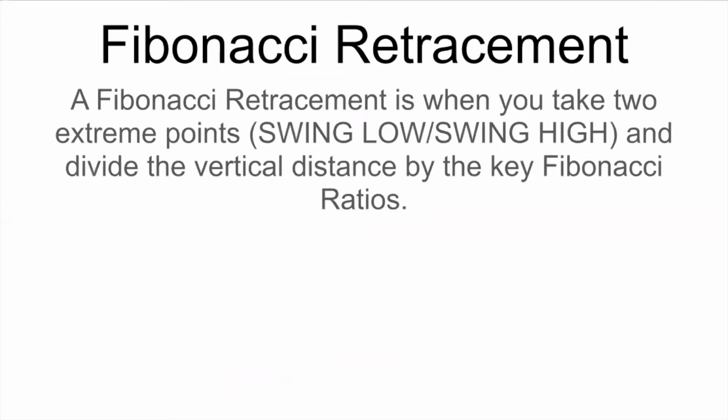All right. So this is just a description of what we're doing. A Fibonacci retracement is when you take two extreme points, the swing low and the swing high, and divide the vertical distance by the key Fibonacci ratios. Lucky for us, there are tools already made on TradingView and MetaTrader 4 that will calculate it for us. So we ourselves do not actually need to know the Fibonacci ratio.